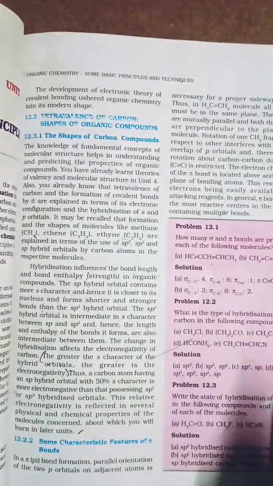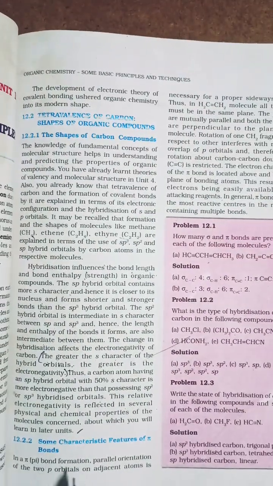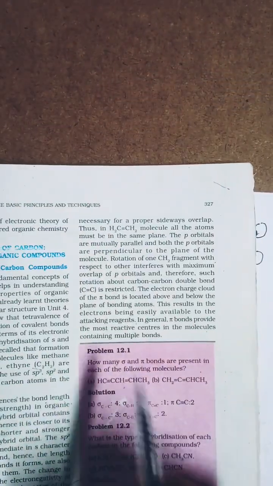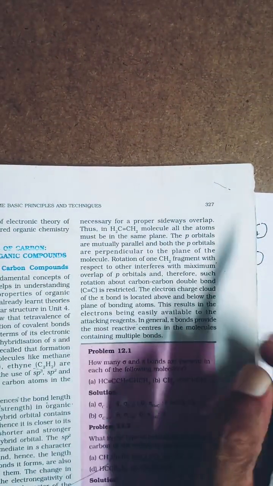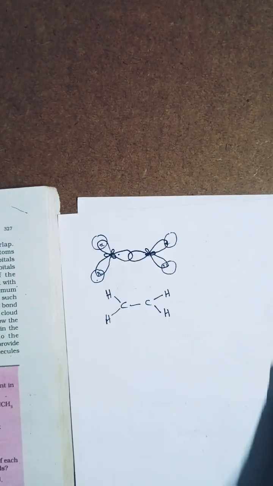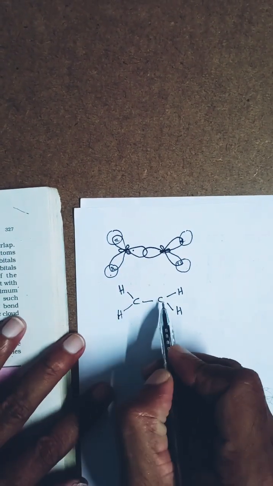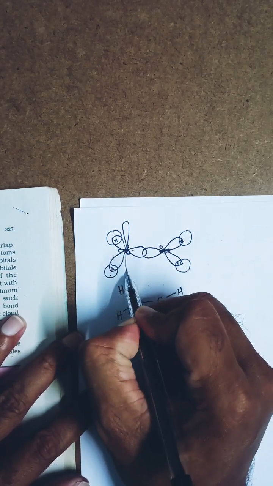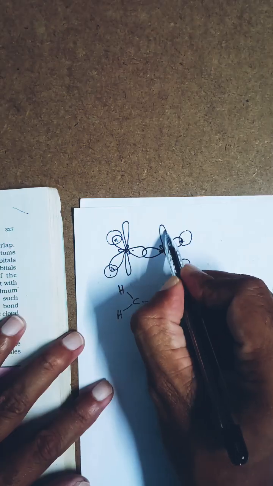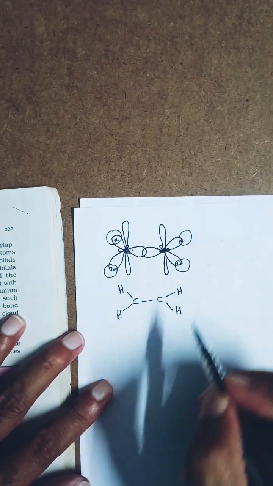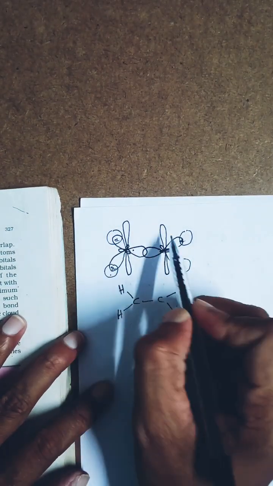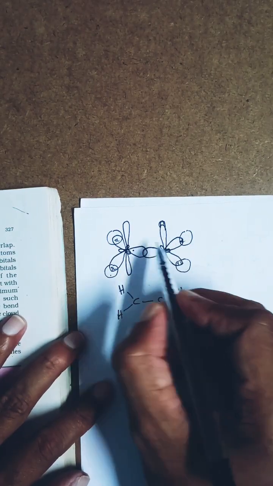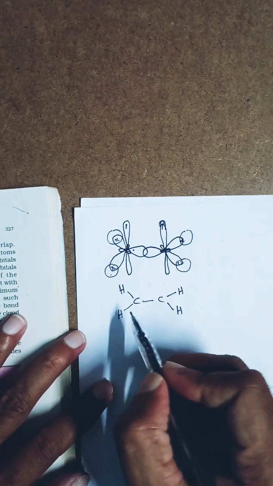So what he is saying is that in a pi bond formation, parallel orientation of the two p orbitals on adjacent atoms is necessary for a proper sideways overlap. This is the framework of the two carbons, and now the two p orbitals are arranged here. This is one p orbital, this is another p orbital, unhybridized orbitals. These two are parallel to each other. Here one electron will be there, and here one electron will be there.